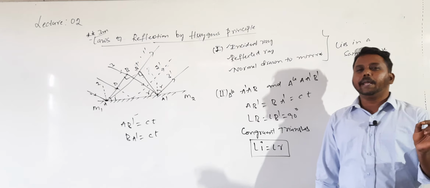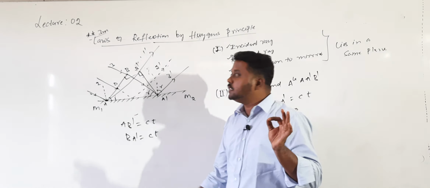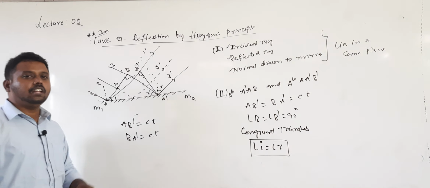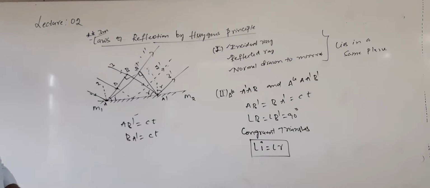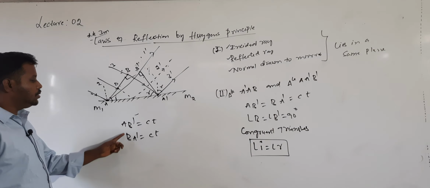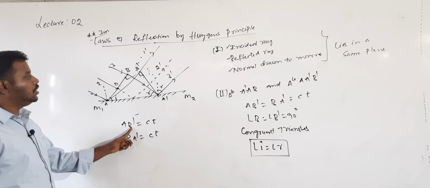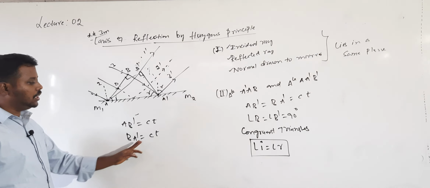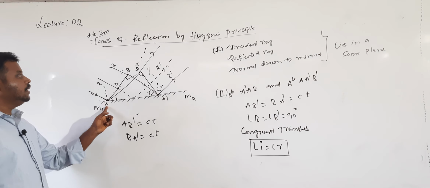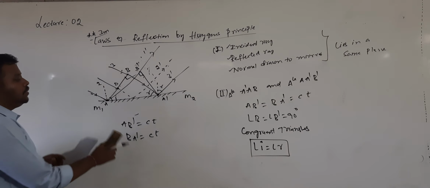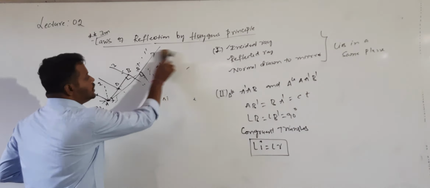One more time I am telling you, without knowing Huygens principle, you cannot prove this. And the very important part is the diagram only. So without confusion, you need to draw the diagram. Okay? What values are written? AB dash value will be equal to CT. And what is the value of BA dash? BA dash value is also equal to CT. So both the sides, AB dash and BA dash, are equal.